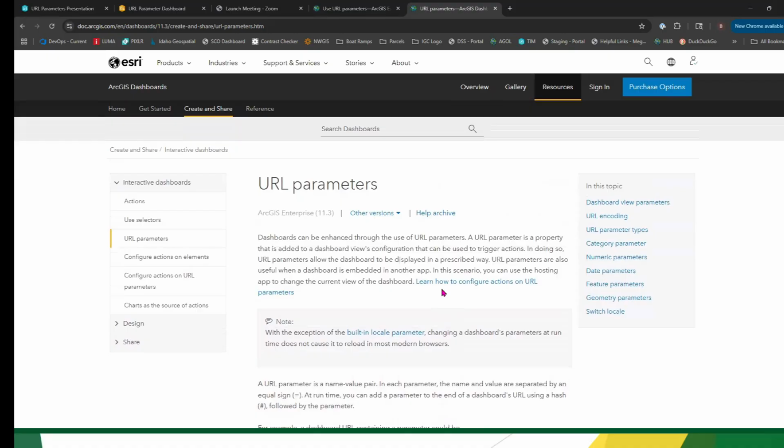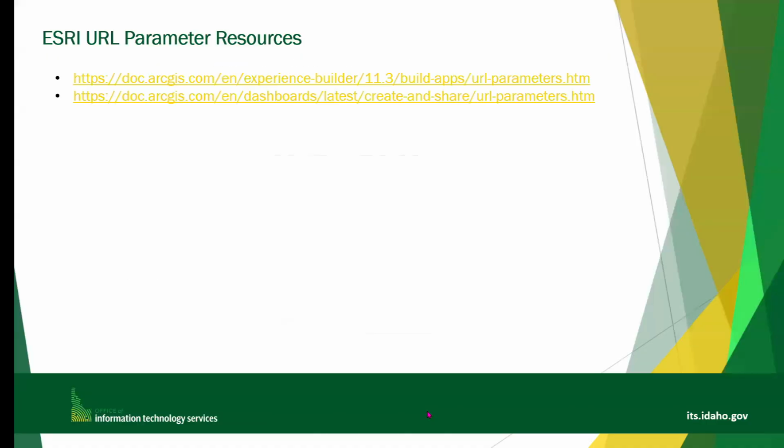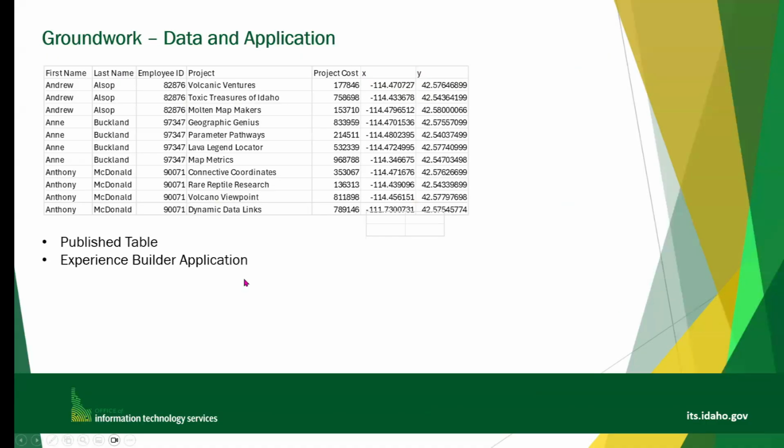All right, so let's set the stage for this. Set the groundwork here. This is the type of data table that I started with. Obviously, this is made up information, but you can see we have a first name and last name. We have an employee ID number. We have project names, project costs.